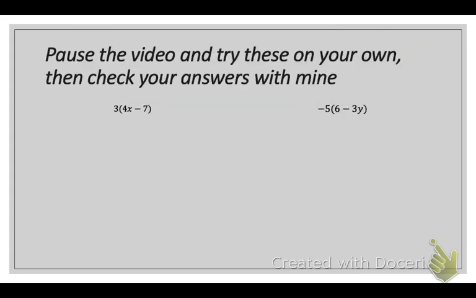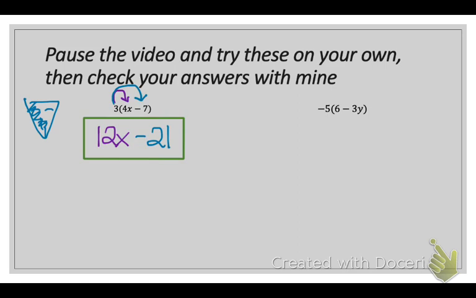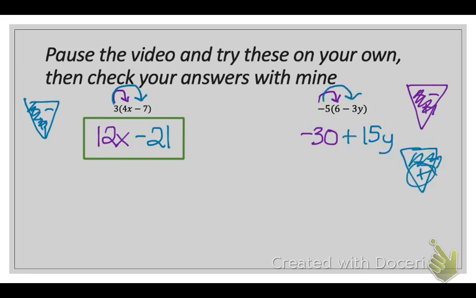All right. Let's go ahead, you pause this video, try these on your own, and then check your answers with mine. All right, welcome back. Let me show you how to do this one. For this first example, you should have ended up with 12x minus 21. Let's go ahead and try the next example. All right, our final answer for the second one was negative 30 plus 15y.